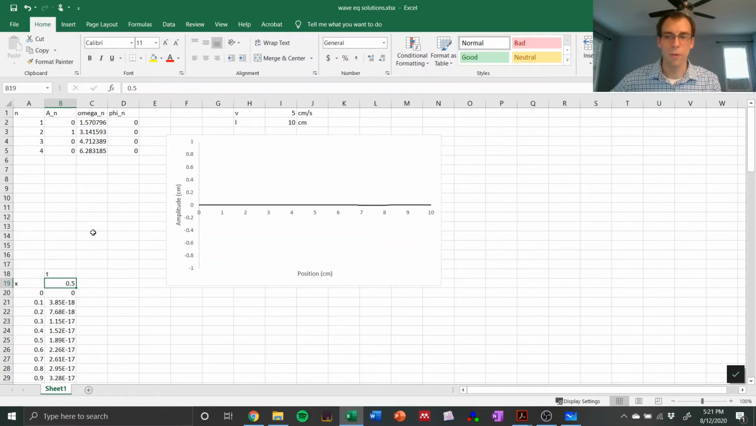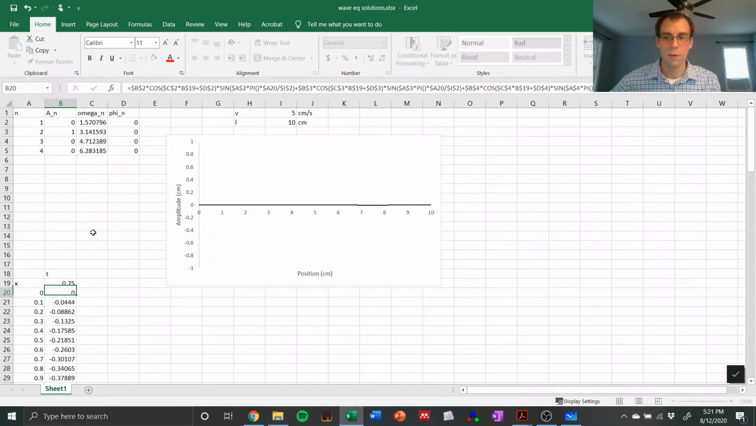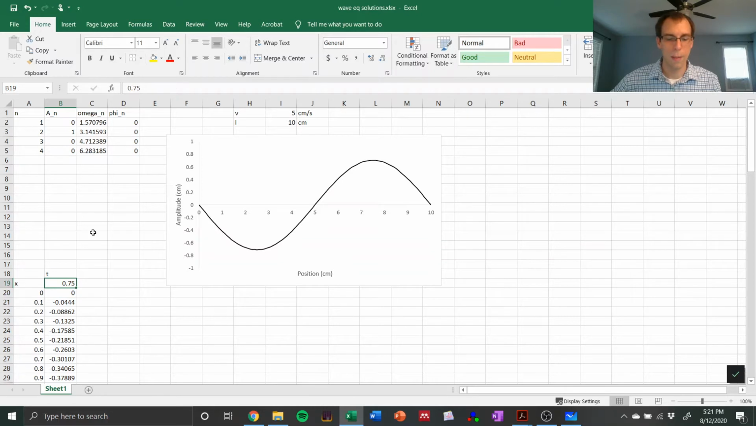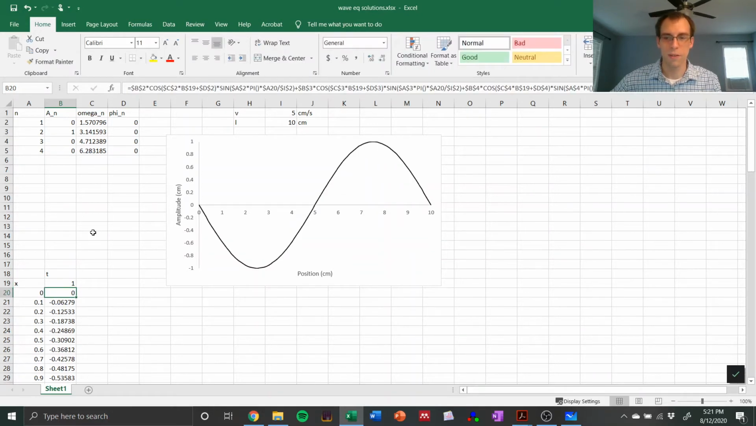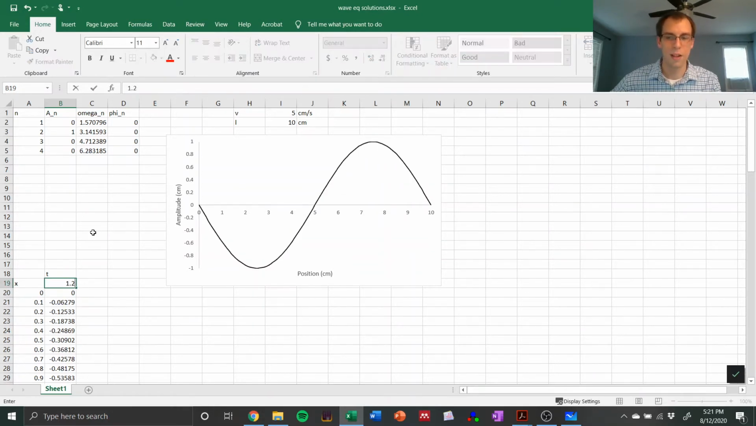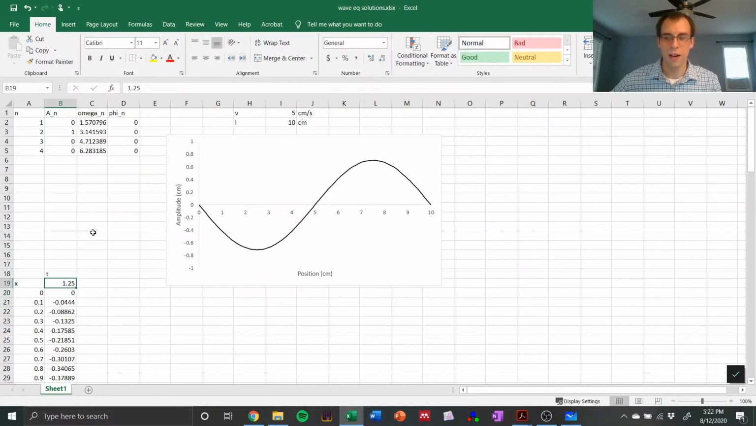So the second normal mode moves faster. At 0.75 seconds, it starts going in the opposite direction. At 1 second, we've reached the opposite amplitude. We can keep doing this, and again this is going to repeat in a pattern. And so this is our second normal mode. It looks like that.